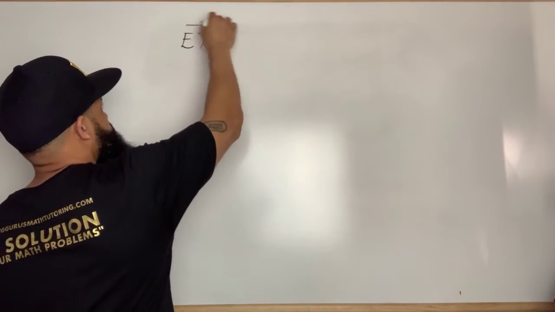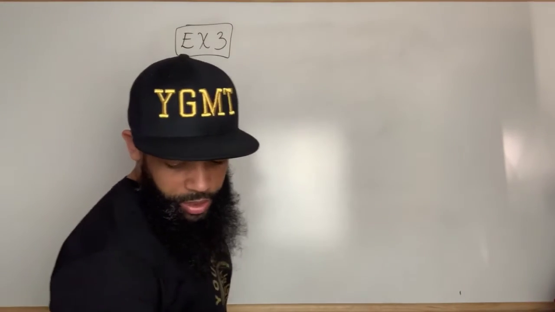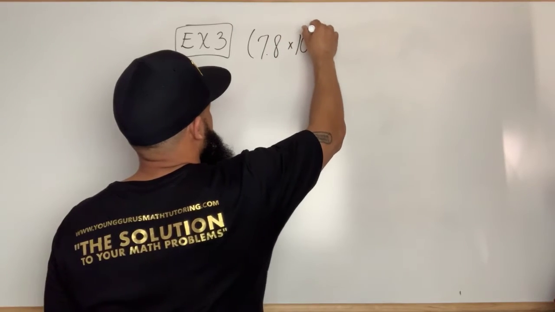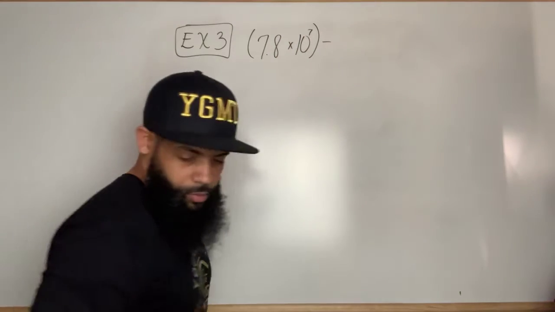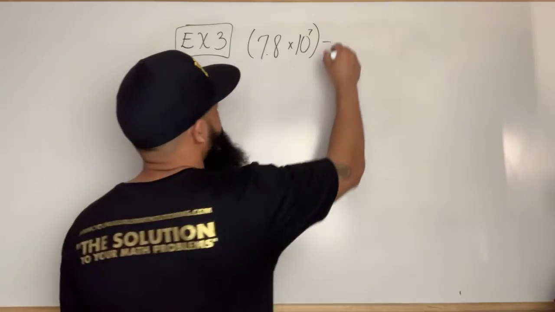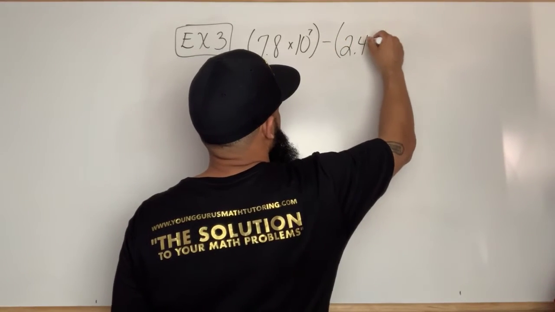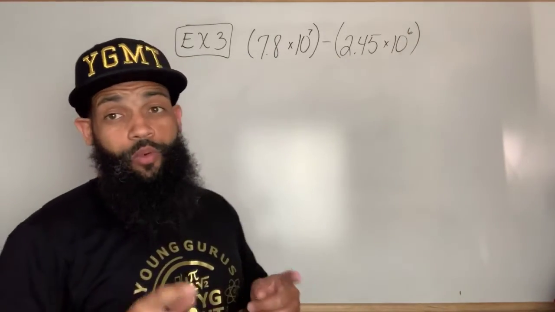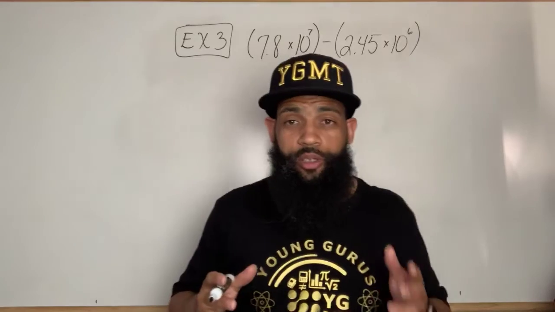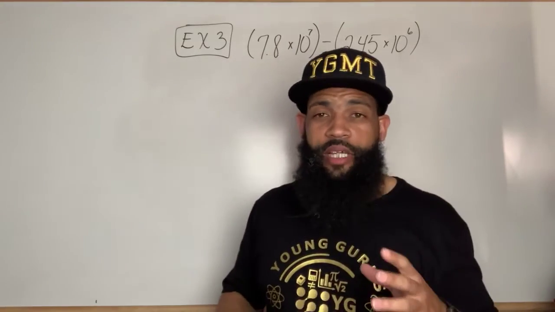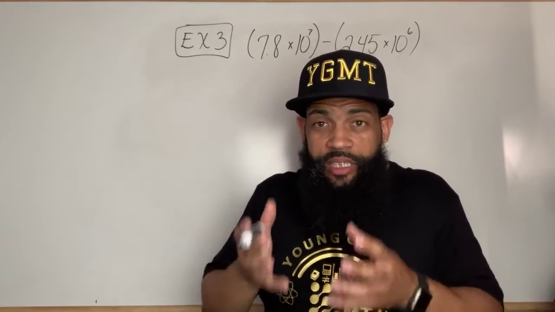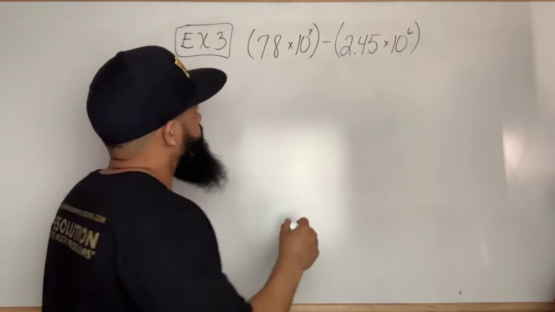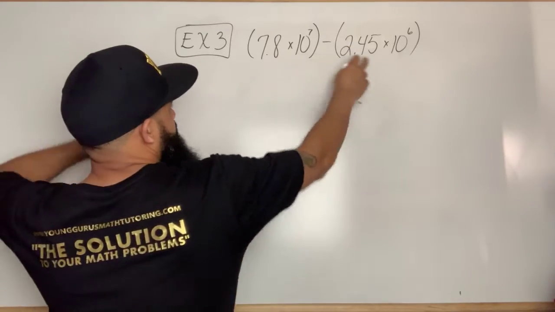Example 3. So we have 7.8 times 10 to the 7th power, and then I'm going to subtract 2.45 times 10 to the 6th power. Notice they have a different power of 10, so this is going to require something different. We have to make them have the same power of 10 in order for this to work. Let's say I'm going to make it a power of 6.